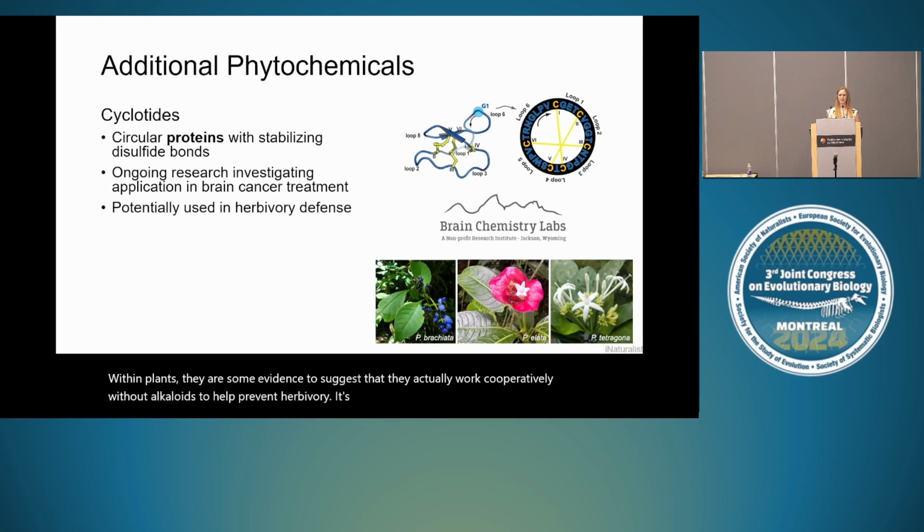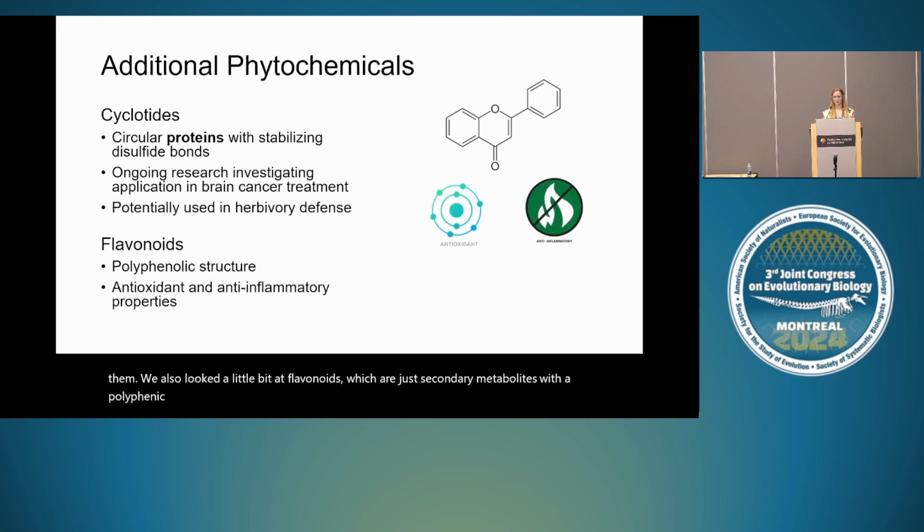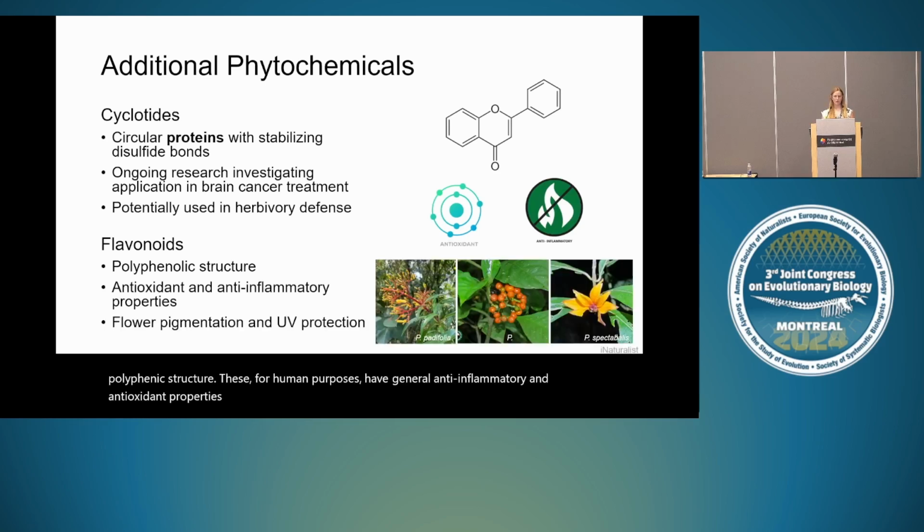It's really exciting that these are known to occur in Palicourea, as they are pretty difficult to screen for, and they've only been identified in a handful of plant groups. Palicourea just happens to be one of them. We also looked a little bit at flavonoids, which are just secondary metabolites with a polyphenolic structure. These, for human purposes, have general anti-inflammatory and antioxidant properties, and their primary role within plants is flower pigmentation and to protect against UV. Unfortunately, screening for these, like I mentioned a little bit with cyclotides, is pretty difficult. It's expensive and requires a lot of resources that we didn't have access to for this project.